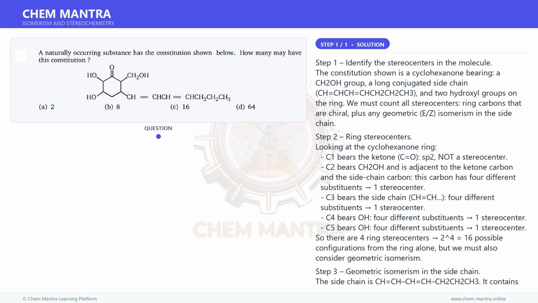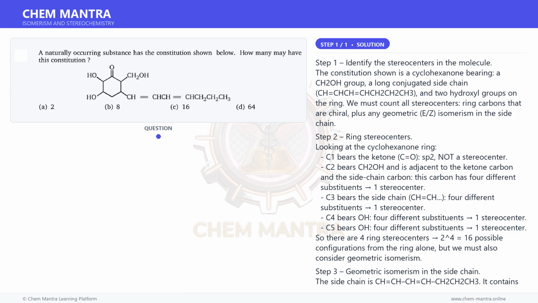Step 2. Ring stereocenters. Looking at the cyclohexanone ring. C1 bears the ketone, C=O, sp2, not a stereocenter. C2 bears CH2OH and is adjacent to the ketone carbon and the side chain carbon. This carbon has 4 different substituents, 1 stereocenter.